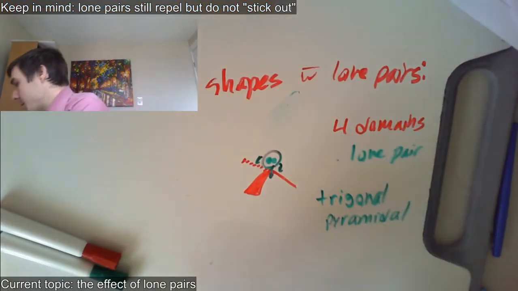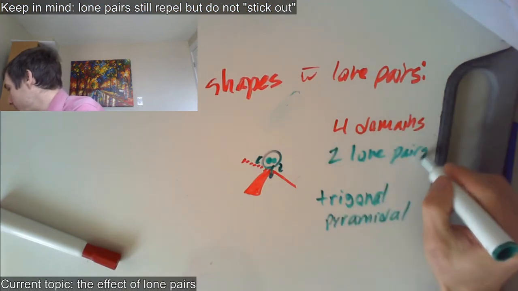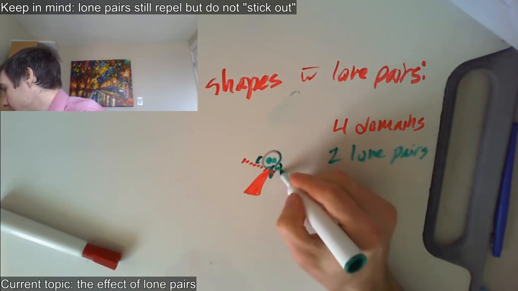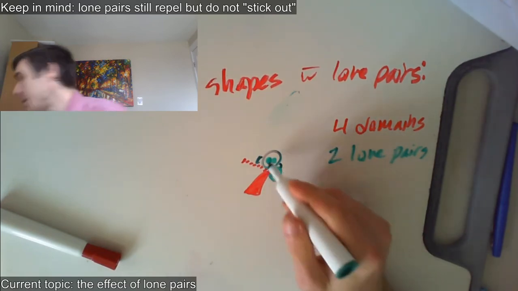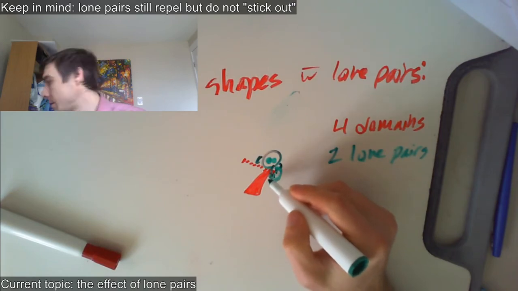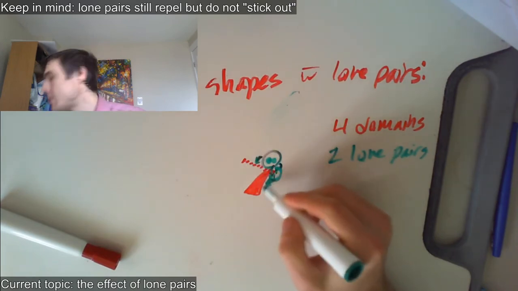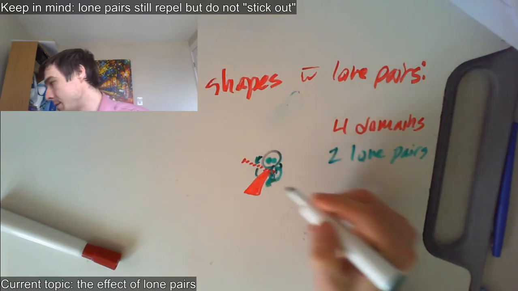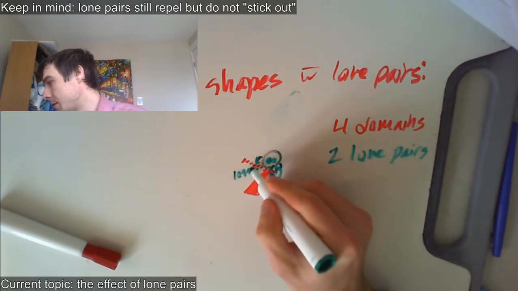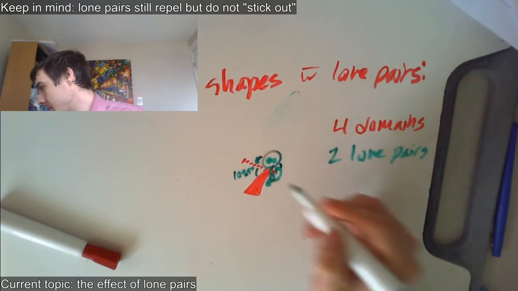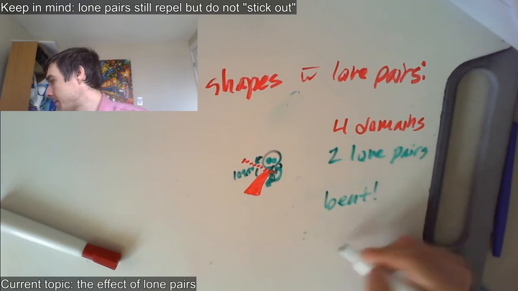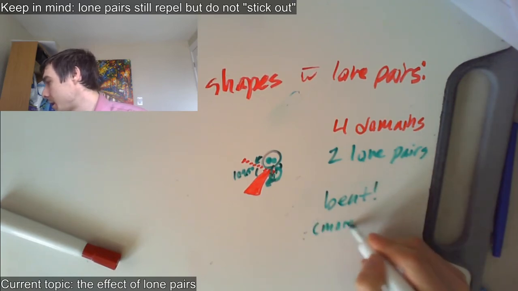When we have 2 lone pairs, it's still going to be a tetrahedron electronically, but the lone pairs are going to push on the 2 bonds. And there's 2 bonds, they're in this arrangement like this, 109.5 degrees. That's back to being bent. Back to being bent. But it's more bent.